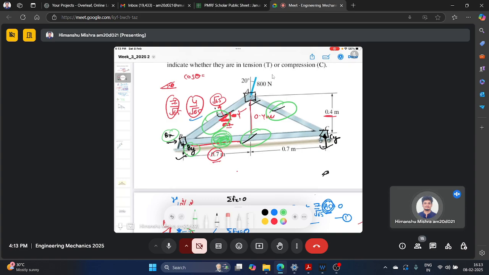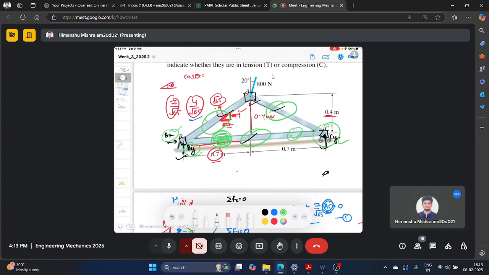But if you consider joint C, you need to deal with only Cy. So instead of dealing with Bx and By, which are both unknown, I can deal with a single unknown force, which is Cy. A single unknown reaction force, Cy, and then with this member.